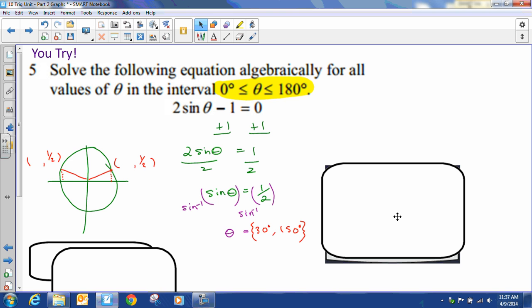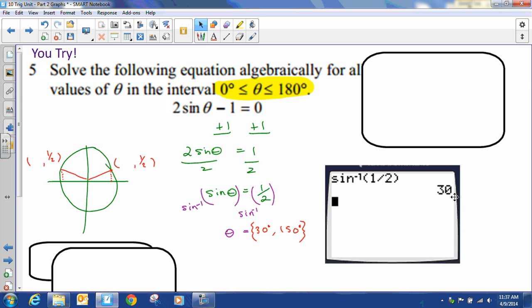If you were to put all your trust in the calculator, it would only give you the principal value, which is 30 degrees. Now, one way you could think of it is, what other angle has a reference angle of 30 degrees within this domain? The answer is 150 degrees, because 180 minus 150 is 30 degrees.